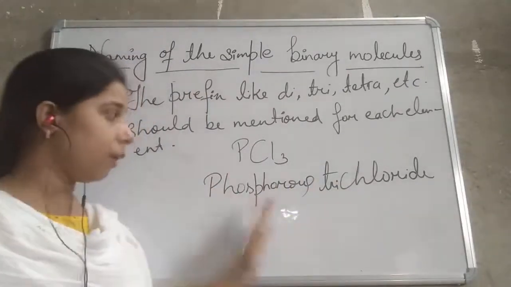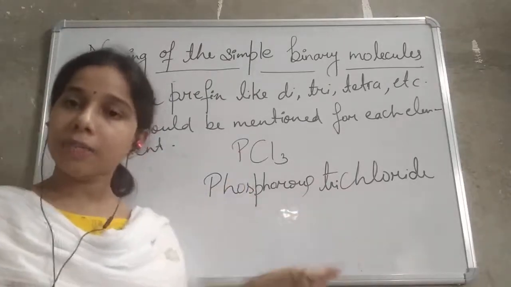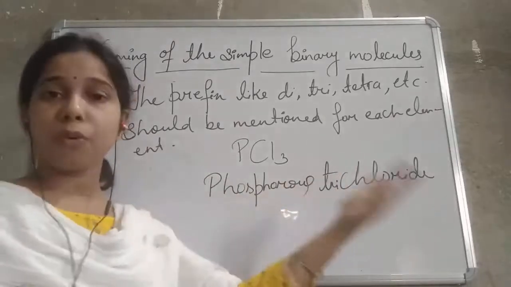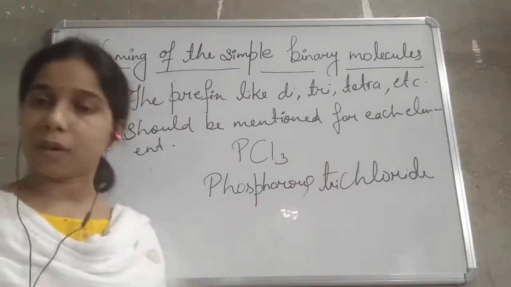Okay, so here we are following both the rules. We are adding the prefixes also, as well as we are writing the name as chloride because chloride is more electronegative. It is the second element, and for the first element there is no change at all.